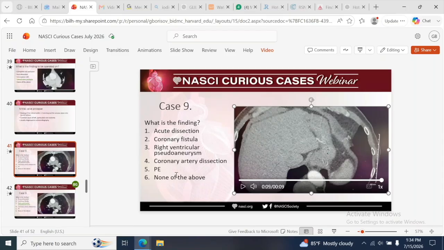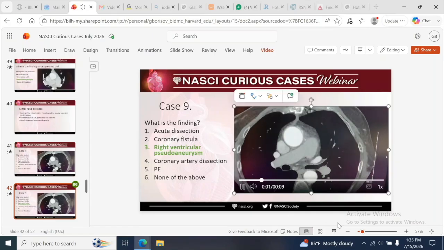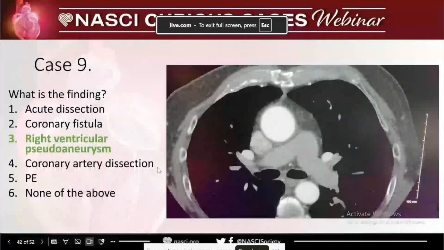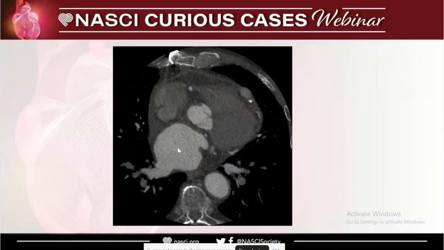Okay. So the correct answer is right ventricular pseudoaneurysm. Okay, so I'm going to show you exactly. Give me one second. There's a picture, I think. So as you can see on this image, there is a hypodense finding adherent to, or in the location of, the pericardium.